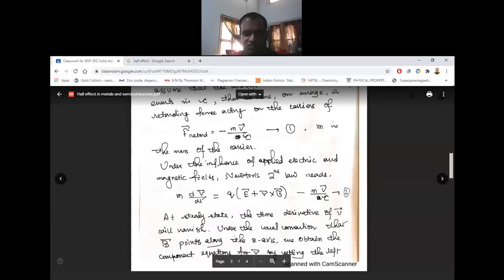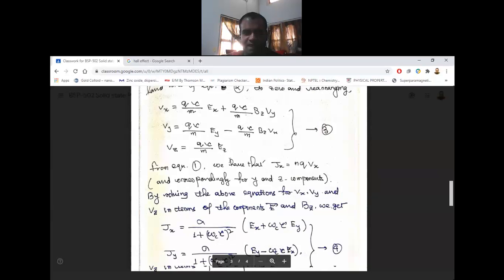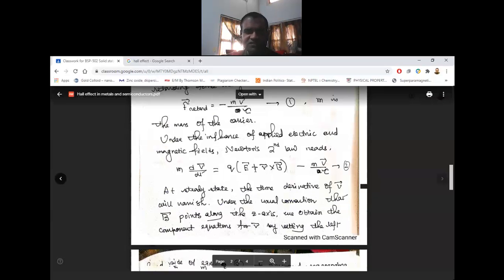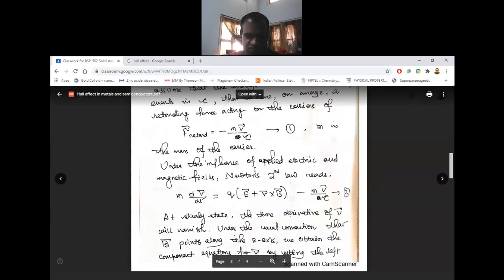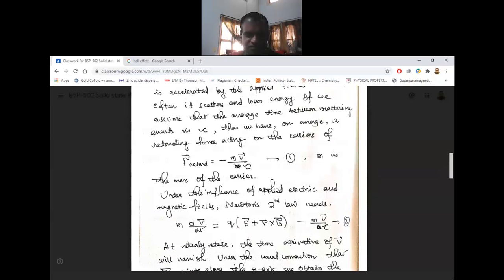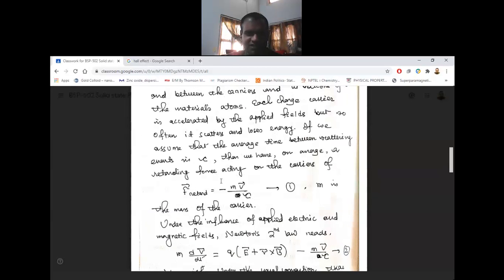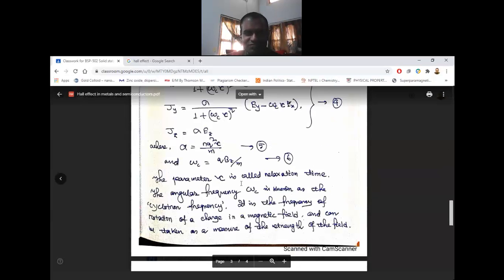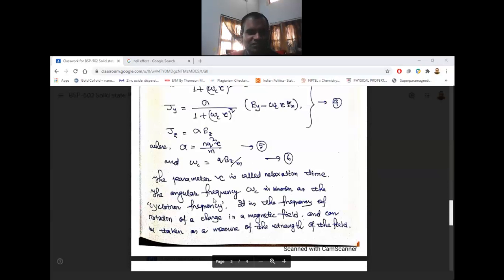So from equation 1, what is equation 1? Okay, this is equation 1. We have Jx equal to nq vx. I don't remember how from equation 1 directly this is coming. I have to see the main note. Just give me 2 minutes.